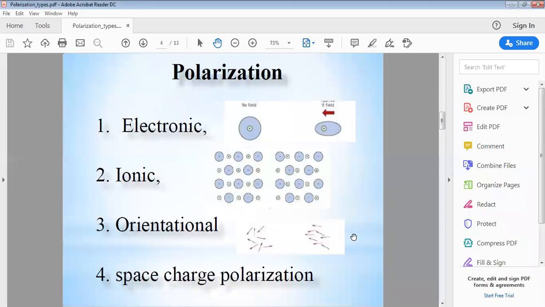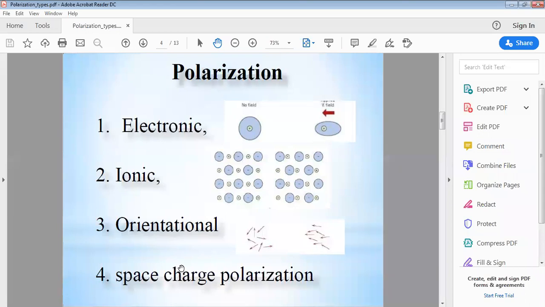Okay, so there are 4 types of polarization. The first one is called electronic polarization. So can you see that screen now? Yes, sir. Okay, so electronic polarization, ionic polarization, orientation polarization, and space charge polarization.